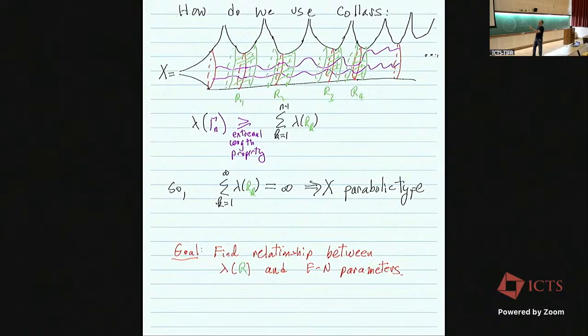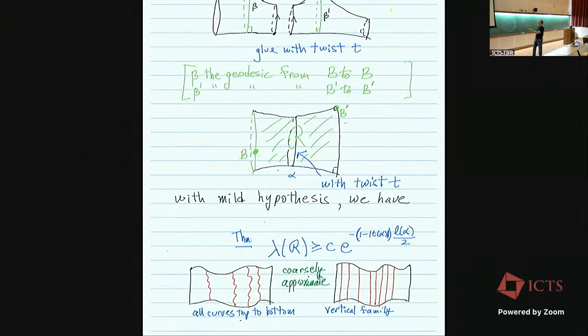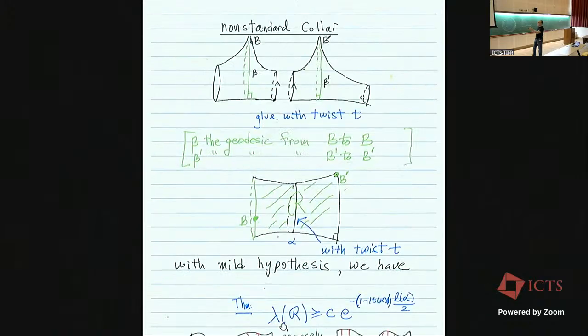We look at collars, but not a standard collar. We have to take a bigger one that gives you a better estimate. And the bigger one is one where it looks like this. So here's the curve, and it has some standard collar around it. Standard collar means you're guaranteed that amount of collar. But here, since we know these are cusps, what we do is we cut here and glue together. And now what happens is, if you have the standard collar, the twist doesn't matter.